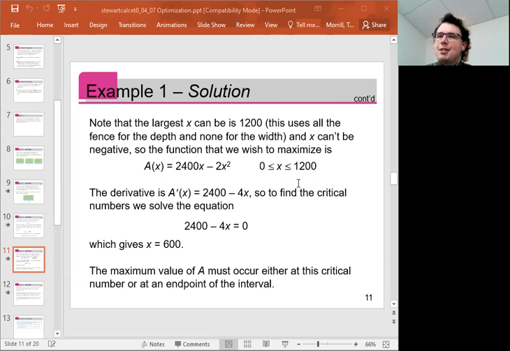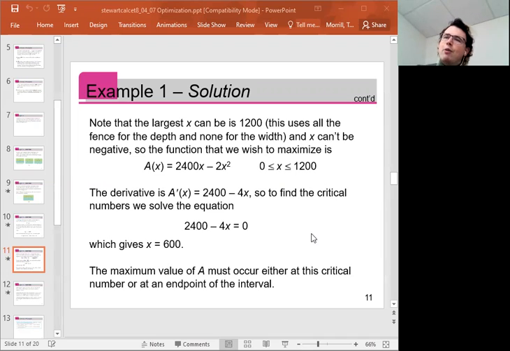It doesn't make sense to pick an x larger than 1,200 in this situation, because if I pick an x too large, then my y will be forced to be negative. And likewise, I can't pick a negative length of fencing here. So I have this boundary to check. The very smallest x I could have is 0. The very largest x I could have is 1,200.